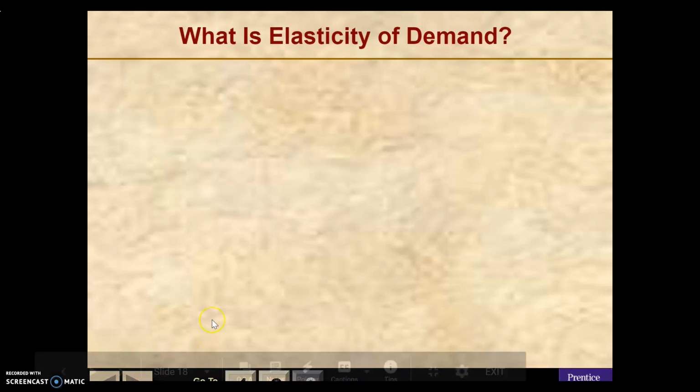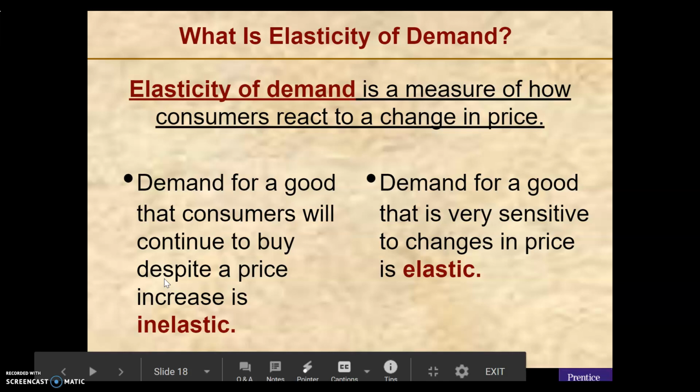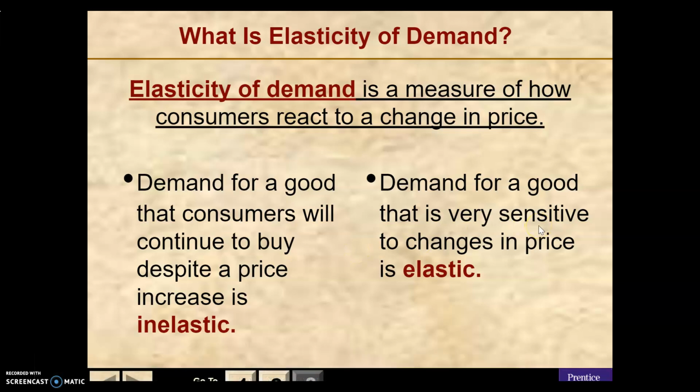Alright, this is demand part 2. This video will go by much quicker than the other video. We got cut in half there. We were talking about elasticity and inelasticity.